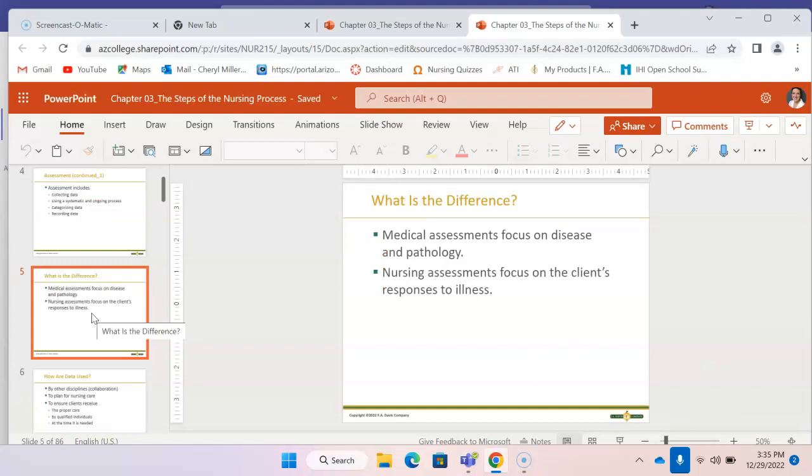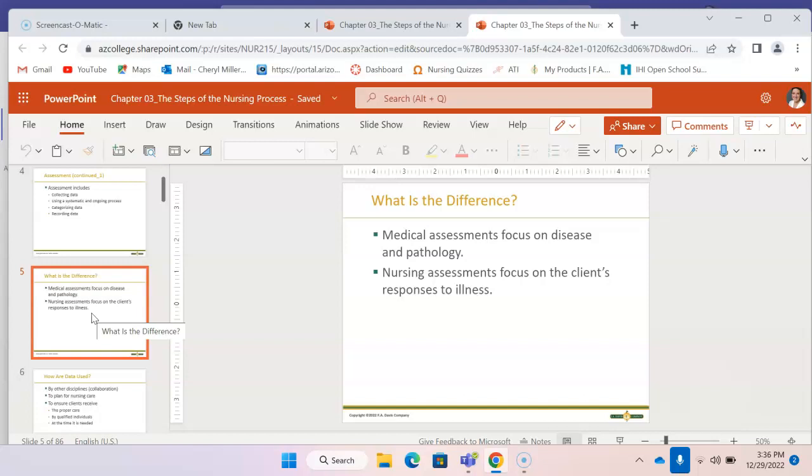What's the difference? A medical assessment focuses on disease and pathology. We are not medical people. We are nurses. We're nursing. Nursing focuses on the client's response to an illness. So when we talk about assessment, a nurse does a different assessment than a doctor. A doctor wants to order the right labs, do the right treatments. A nurse is doing the right treatments as ordered by a doctor. We have a lot different focus to us.